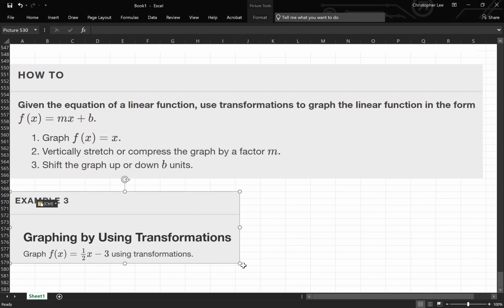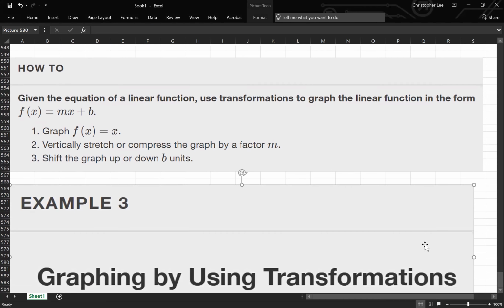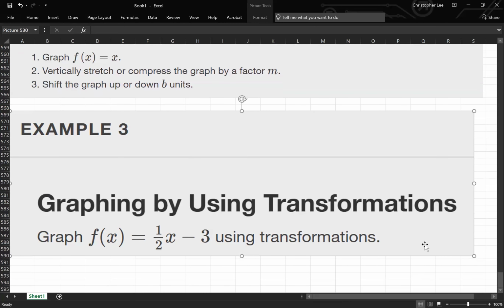Here you go. You guys try. So graph y equals x first, and then we're going to multiply it by the slope that we're given, and then you're going to shift it either up or down. That's it.